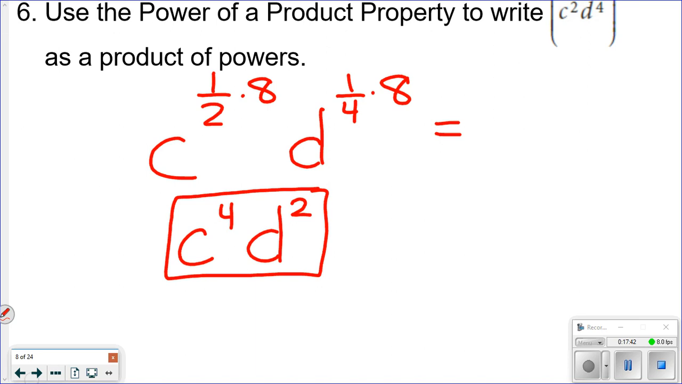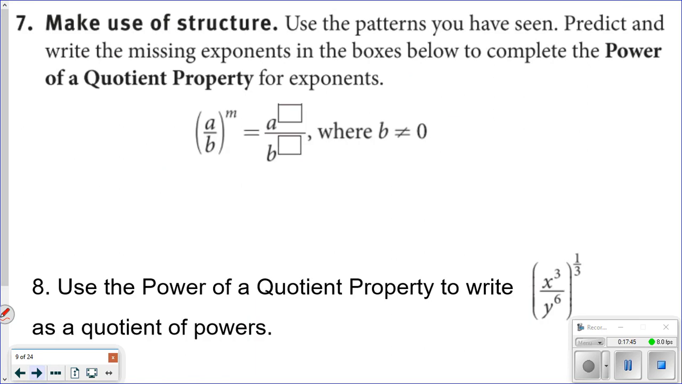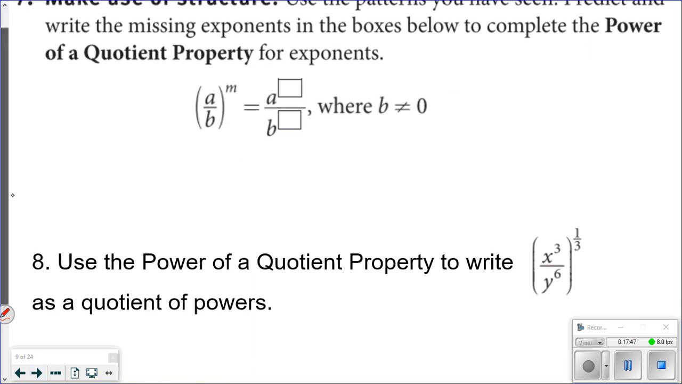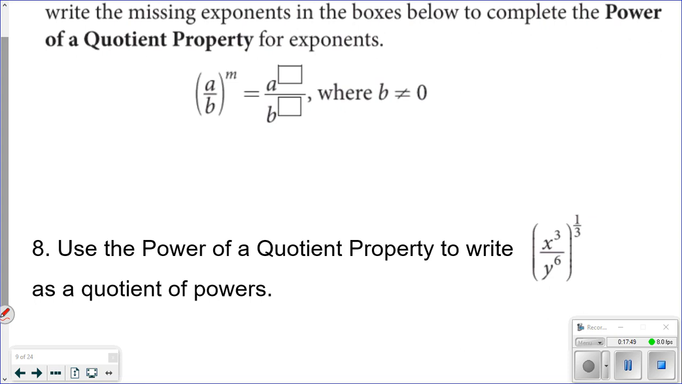Question 7. Let's use the patterns that we've already seen or noticed and predict what is going to happen here. So if I have a power of a quotient property, if I have a fraction, what do you think I do with this exponent? It's the same exact thing. I distribute. So in this little box, we write m's.